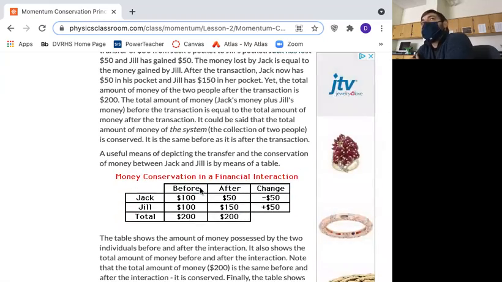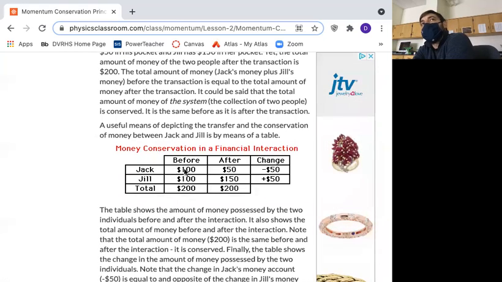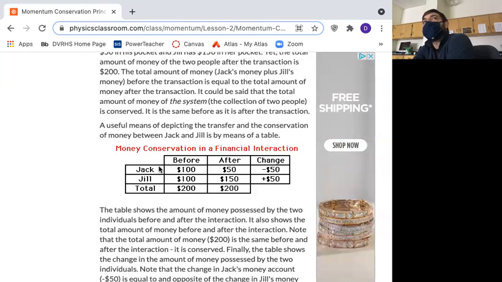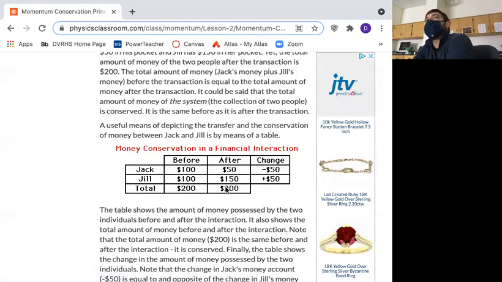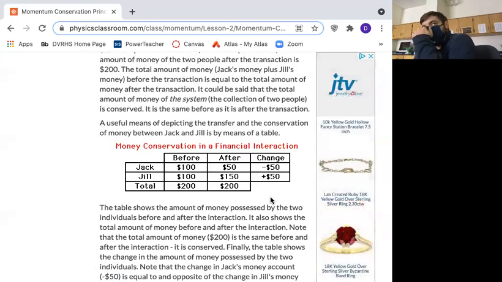So look at this little chart here, this table. Jack before had $100, Jill before had $100, total $200. After, Jack has $50, Jill has $150, total is still $200. The change is always going to equal 0 down here.